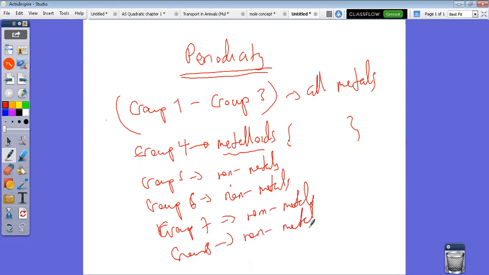But these ones are called noble gases. Very stable, they don't react. Clear? We'll talk about that just now.